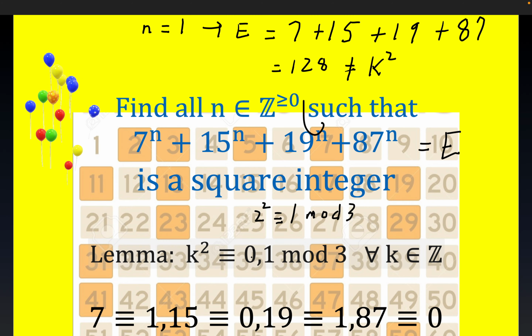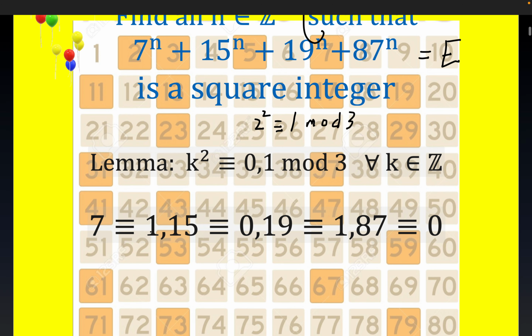So you see we can check our expression here with regard to this lemma. 7 is congruent to 1 mod 3 because 7 minus 1 is 6, which is a multiple of 3. 15 is congruent to 0 because 15 minus 0 is a multiple of 3. 19 is congruent to 1 because 19 is equal to 6 times 3 plus 1. And 87 is a multiple of 3 also.